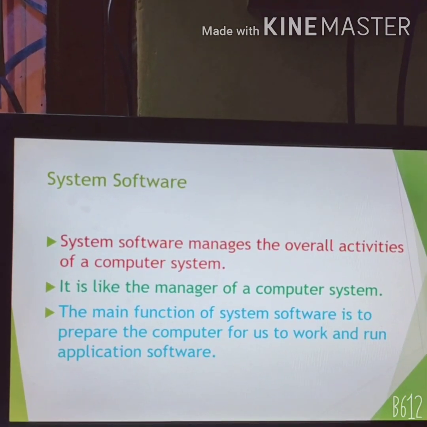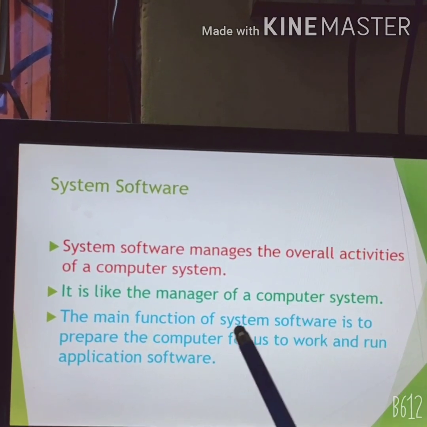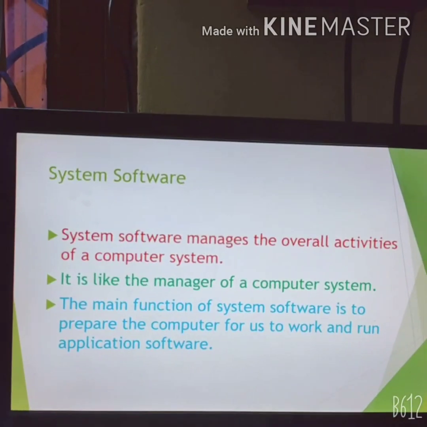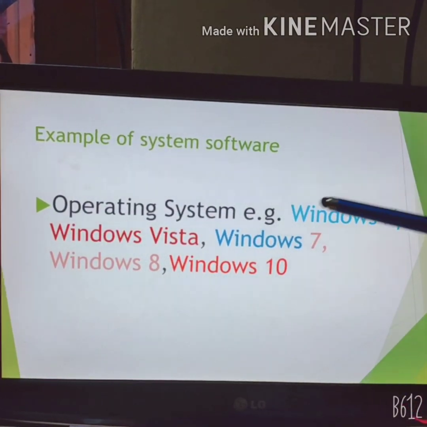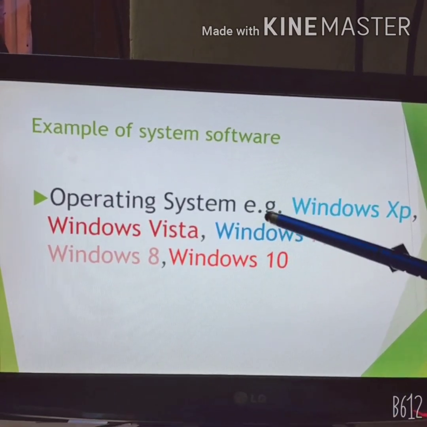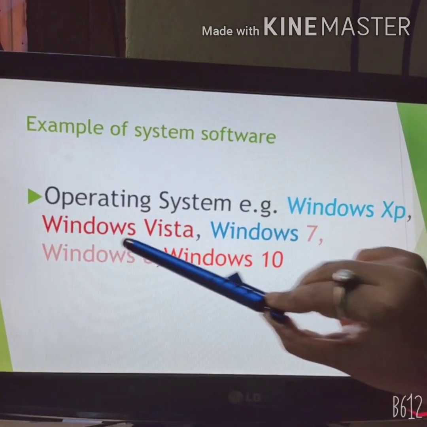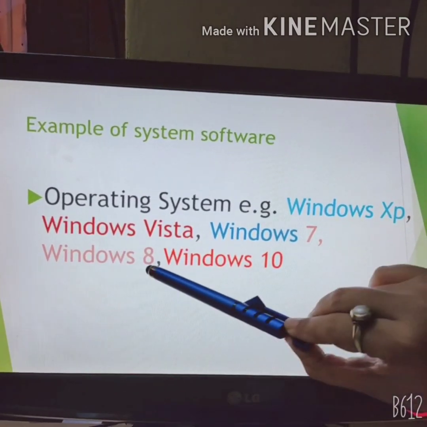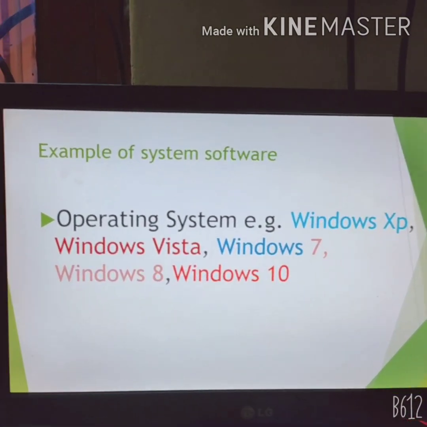And what is the example of system software? Operating system is the example of system software which runs other application software. And what are the examples of operating system? Windows XP, Windows Vista, Windows 7, Windows 8 and Windows 10. These are the operating systems.